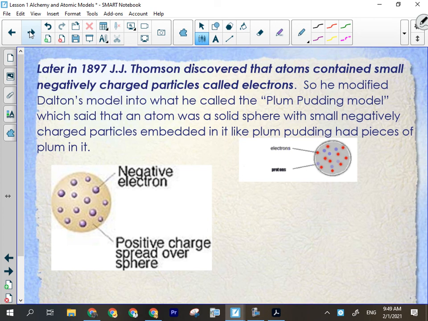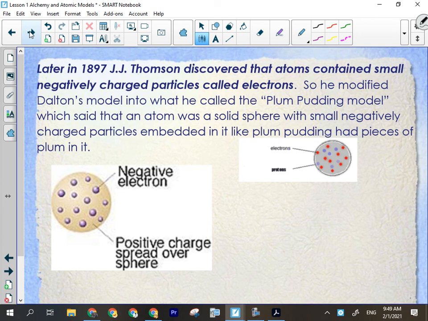So he had to come up with some adaptation to Dalton's model that could explain that. So he came up with what he called the plum pudding model. Don't ask me why he called it that. I have no idea. I guess maybe plum pudding has pits in it or something. But he said, in the plum pudding model, you have a solid sphere that is positive. Embedded in its surface, very loosely, are these tiny little particles that are negatively charged. Since they make electricity, I'm going to call them electrons. That's where the name electrons comes from.